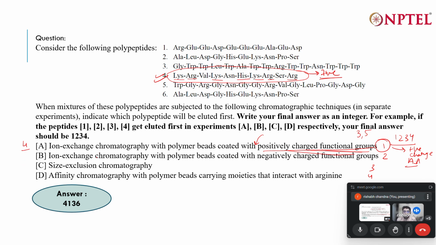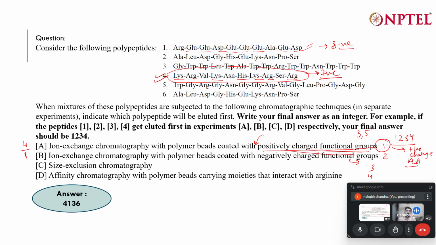Now moving on to the B group, that is ion exchange chromatography with polymer beads coated with negatively charged functional group. So in this case, the peptide with more number of negatively charged amino acids will be eluted first. So that is option number 1. In that case, 1, 2, 3, 4, 5, 6, 7, 8. Eight negatively charged amino acids are present. So in the second case, the first peptide will be eluted first.